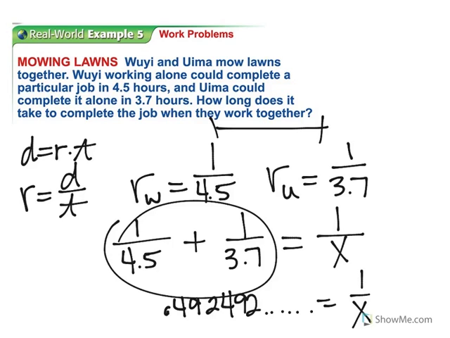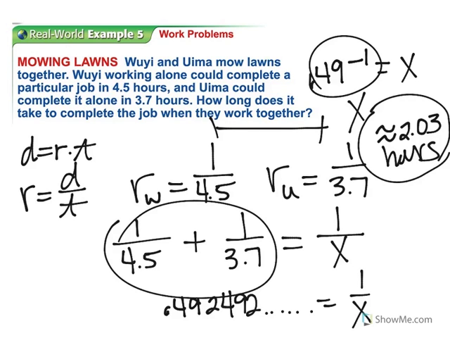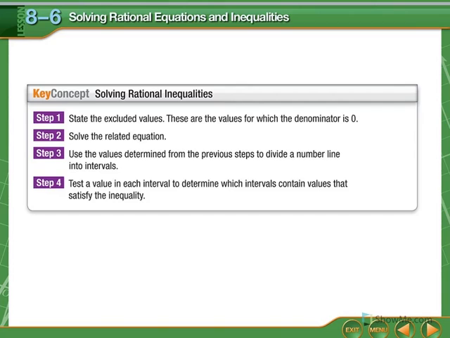Now I want you to take that, highlight it, and put a -1 next to it. So we have 0.49 to the -1 power, and that's actually going to give me x. And all that did was take the reciprocal. It inverted this, so it's just a quick calculator trick, and you end up getting about 2.03 hours that it would take for them to mow the lawn together.